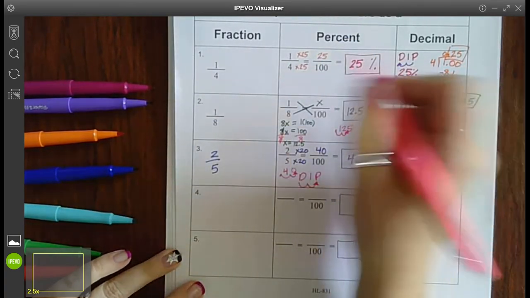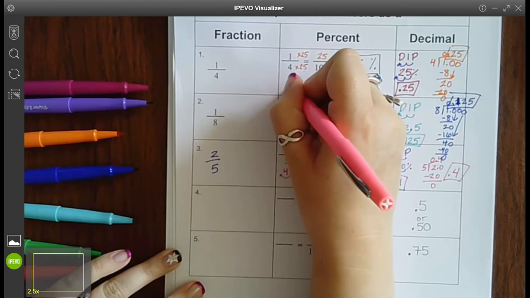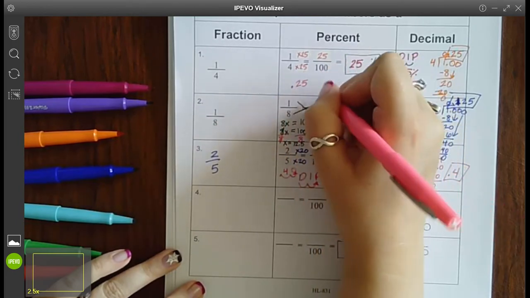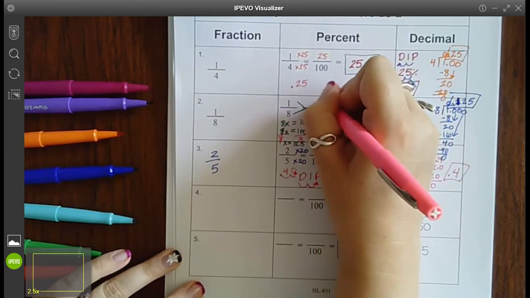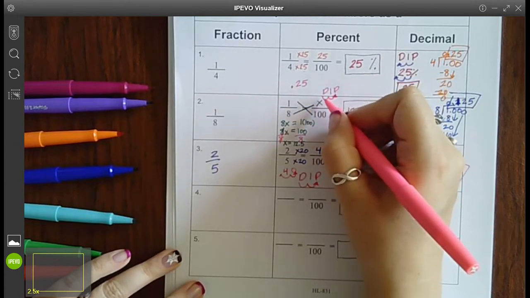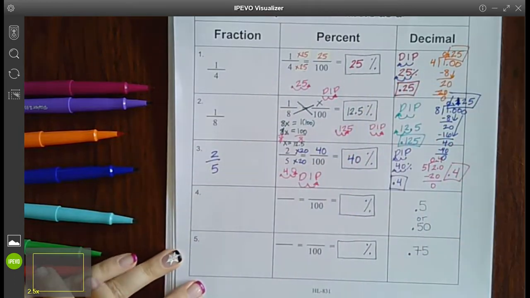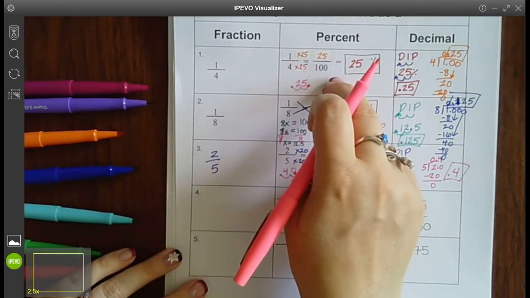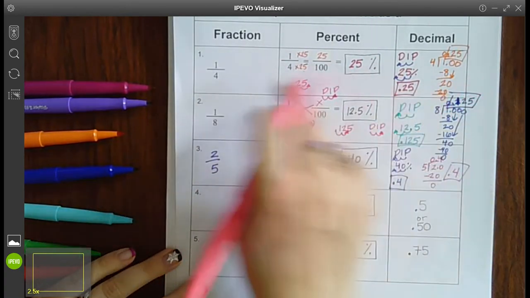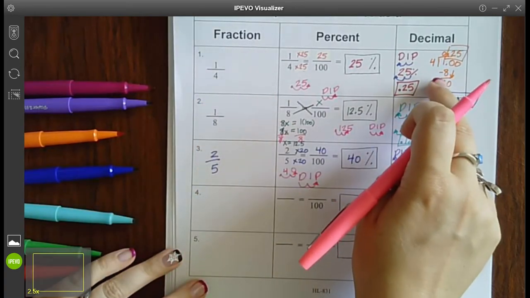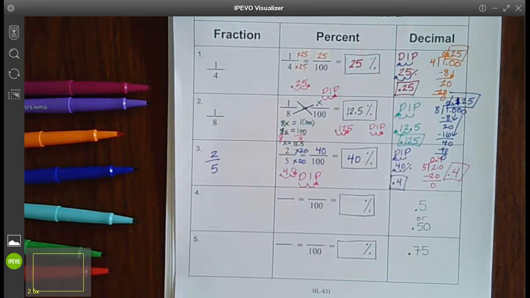Same thing for this one. When I did fraction to decimal, I got 0.25 for my decimal. If I want to go from a decimal to a percent, I move 1, 2 to the right. So 1, 2 to the right puts me at 25%. So you don't necessarily have to go in order. You can kind of pick and choose. Do I want to go from here to a percent and then from a percent to a decimal? Or can I go from here to a decimal and then from that decimal go back to a percent? It's just a matter of preference. No matter what, you still get the same answer.